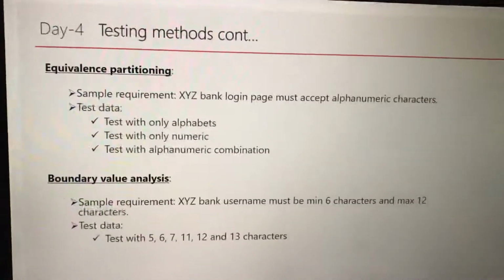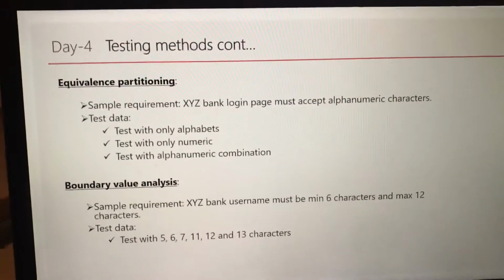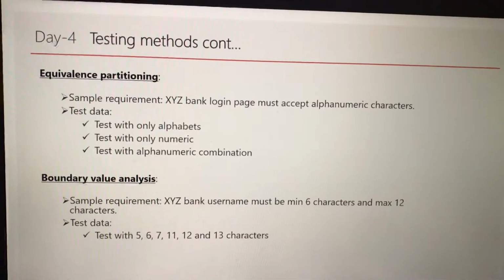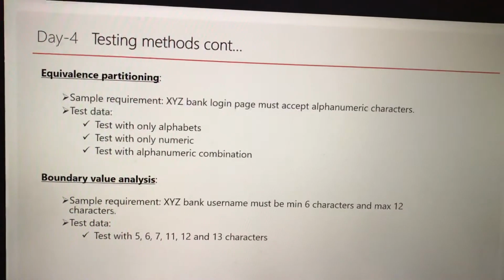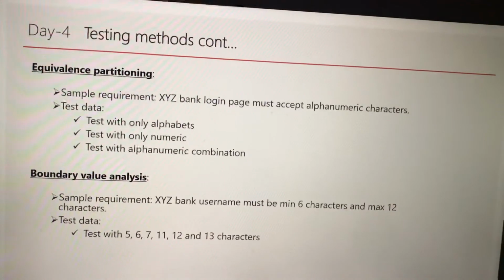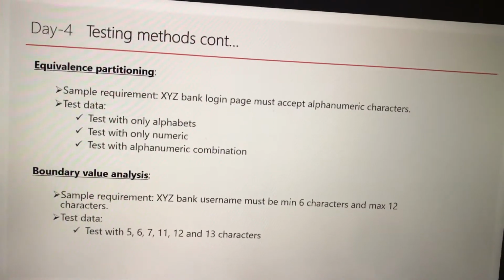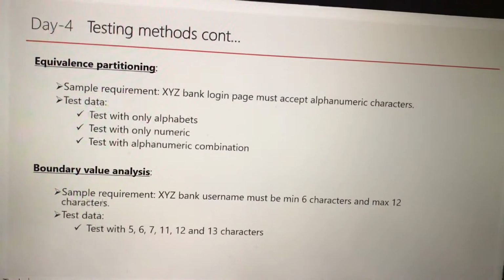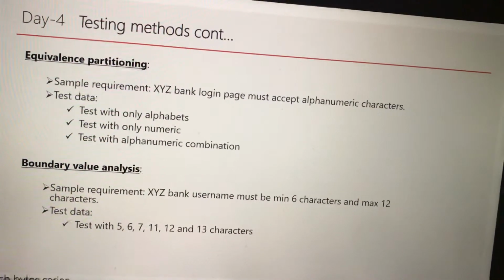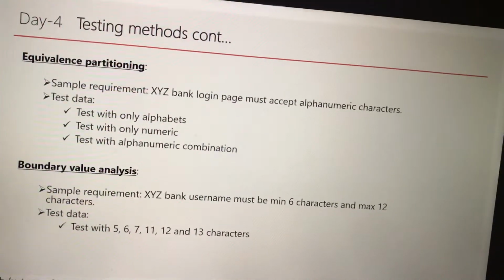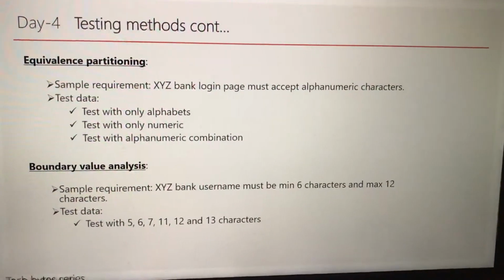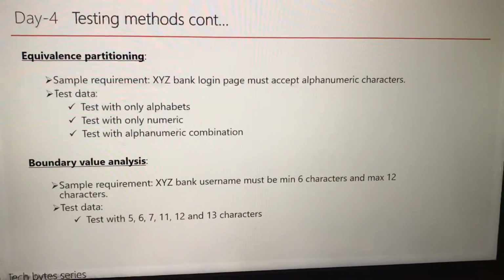So here we have two boundary conditions. One is the lower boundary condition, which is minimum 6 characters, and the upper boundary condition is maximum 12 characters. That's the way we identify the test data: testing with 5 characters where the system should not allow creating the username, and 6 characters and 7 characters, where yes, the system should allow creating the username. And for the upper boundary value, with 11 characters and 12 characters, the system should allow creating the username, whereas when we give 13 characters, the system should not allow creating the username. So this is boundary value analysis testing.